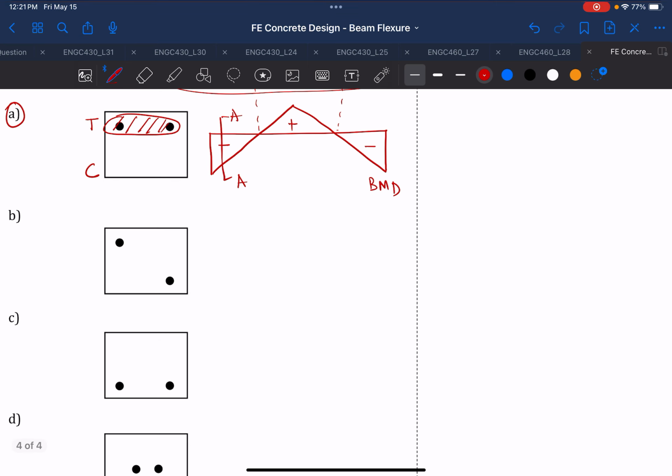Okay, let's look at option B, because sometimes just knowing the answer is good, but we also have to reason why option A is the right answer. In option B, you're providing reinforcement at the compression side. That means the steel will not resist that tensile stress, and you will expect the crack to develop from the side where there's no reinforcement. So this is not a safe design.